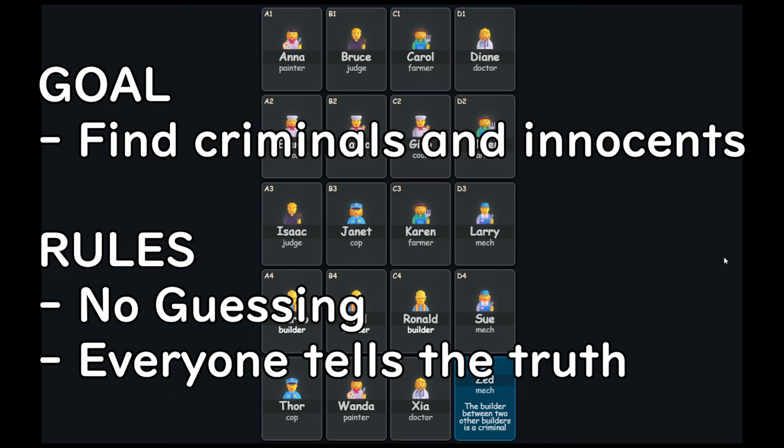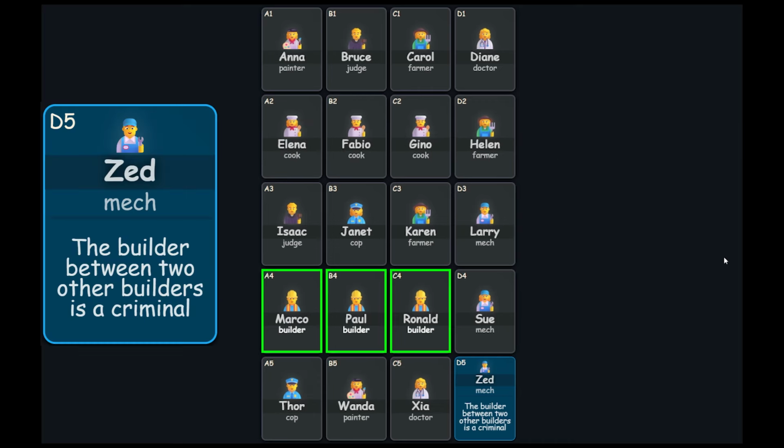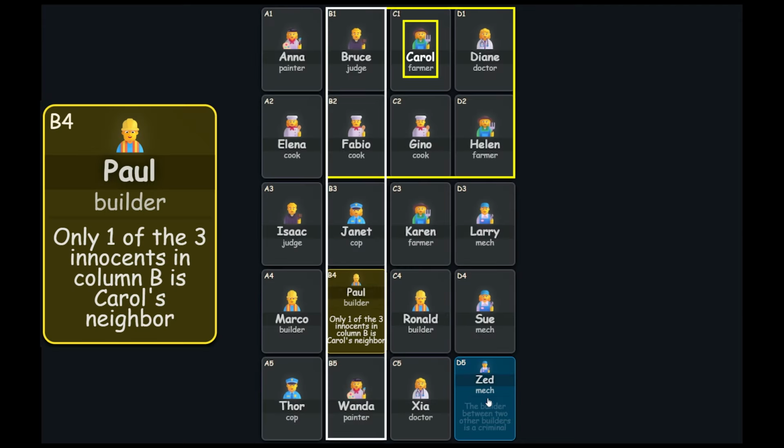Let's get started. The builder between two other builders is a criminal. Mark Paul is a criminal. Only one of the three innocents in column B is Carol's neighbor. So there's one innocent among these two. Since there should be three innocents in column B, we can mark Janet and Wanda as innocent.